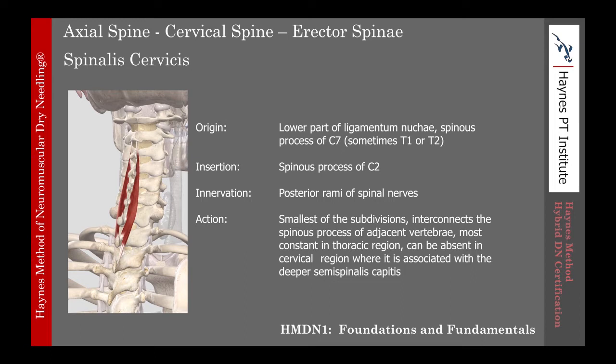Its action, it is the smallest of the subdivisions. It interconnects the spinous processes of the adjacent vertebrae, and it's most consistent in the thoracic region, and it can even be absent here in the cervical region, where it's frequently associated with the deeper Semispinalis Capitis. So this is one of the rare situations where this muscle has two distinct bodies, both in the cervical and thoracic. If I put the thoracic piece, it would look like two distinct muscles.